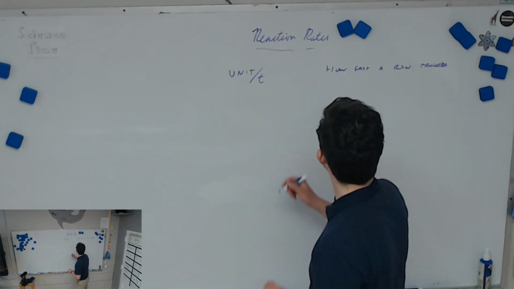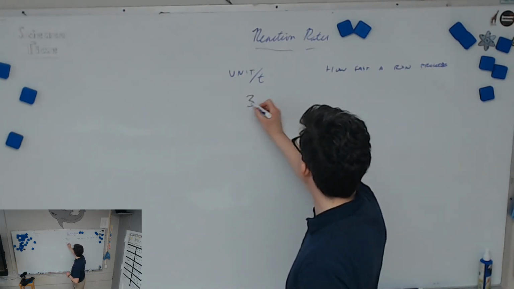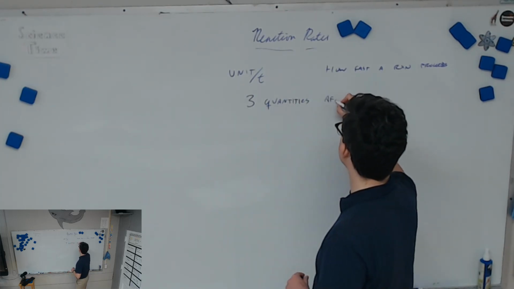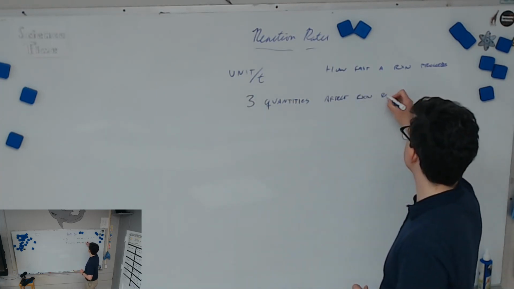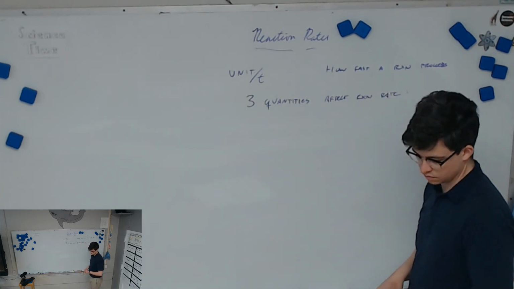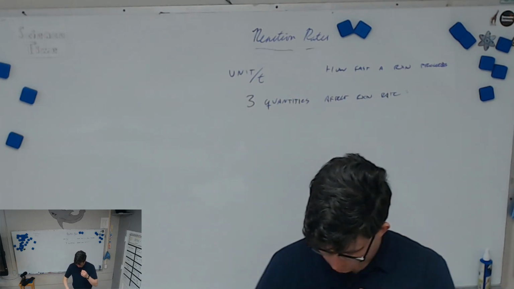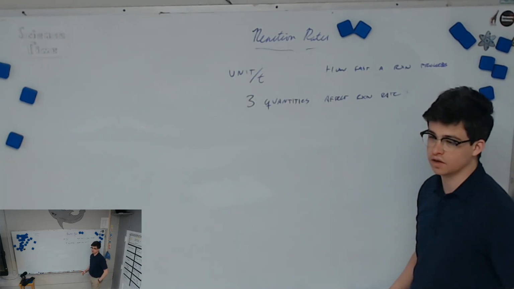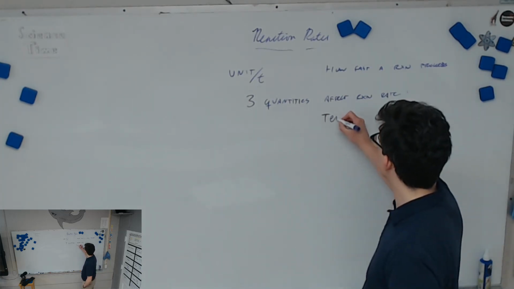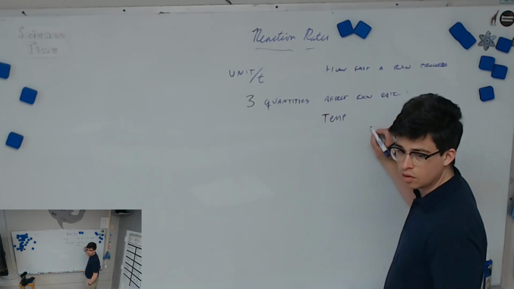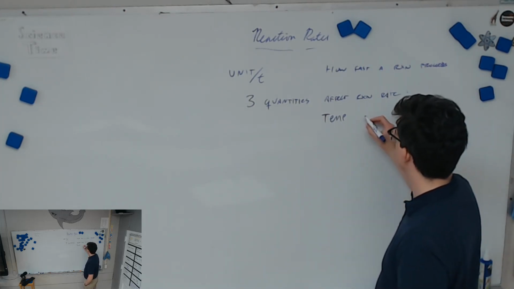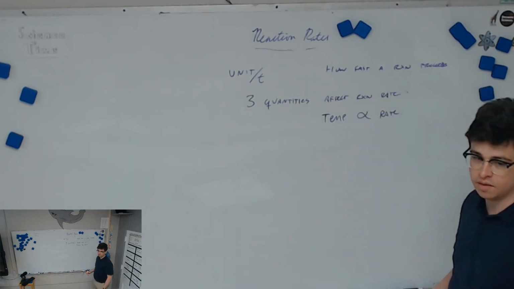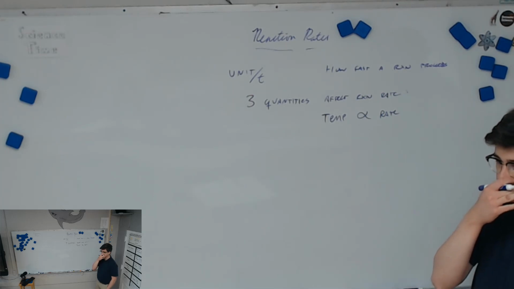There are three quantities, we could say three intrinsic quantities, that affect reaction rate. You read what they are. What are they? For a given reaction, three things about it change how fast it can occur. Temperature? Yep. Temperature and reaction rate, are they proportional or inversely proportional? Proportional. So temperature is proportional to rate, meaning that as the temperature increases, the rate increases.